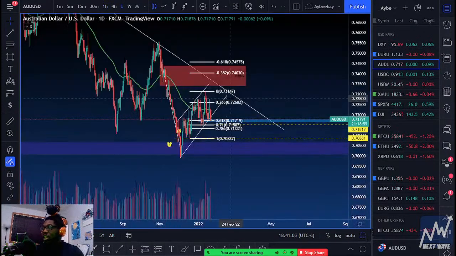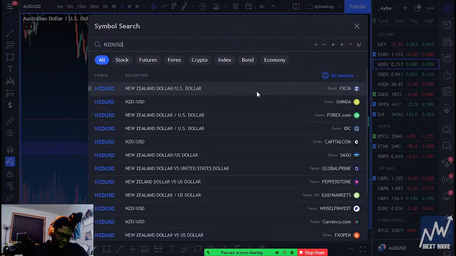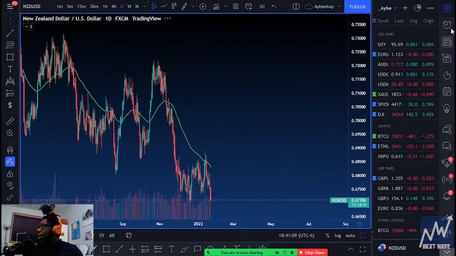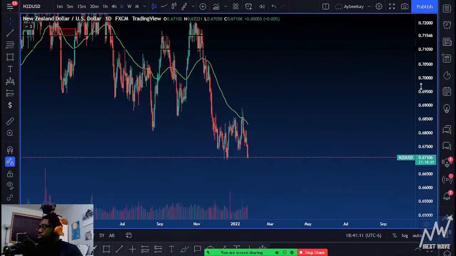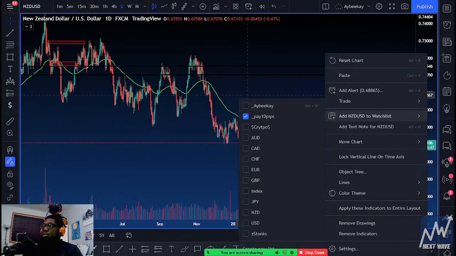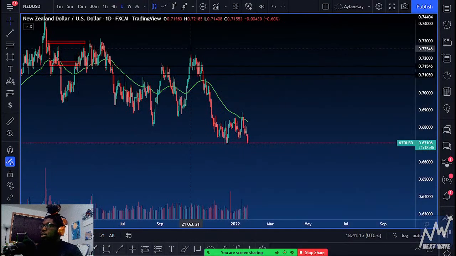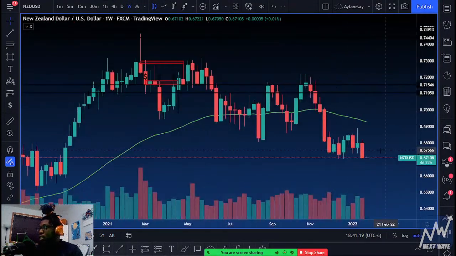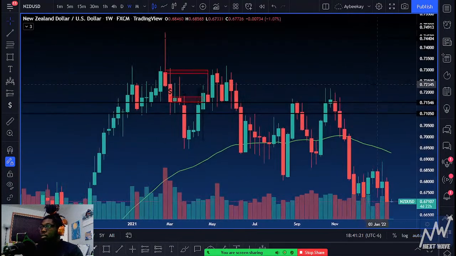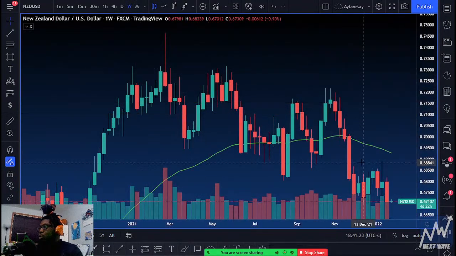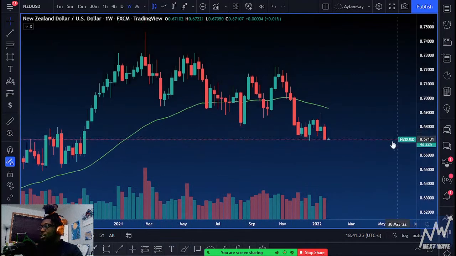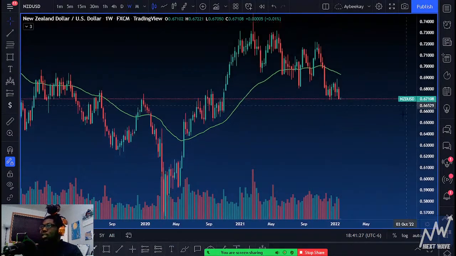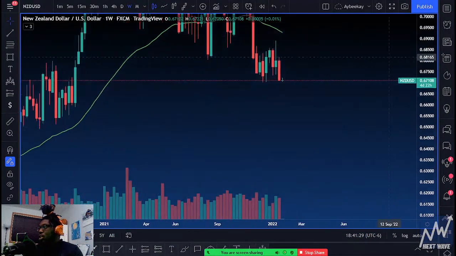Let me go ahead and take a quick peek at NZD USD. I don't know when's the last time that I had taken a look at that. Oh wow, this thing is bearish. Alright, weekly time frame, let's take a look. Okay, remove drawings. I have not looked at NZD/USD in a minute. All right, so NZD/USD on the weekly time frame.